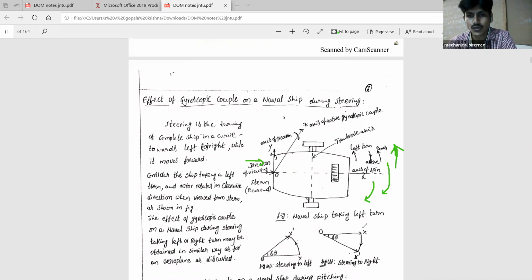All of you observe that. OX is there, and when we take the right turn, the front portion, that is the bow, goes lower and the stern is raised. Those are also seen in our vector diagrams. Is it clear?